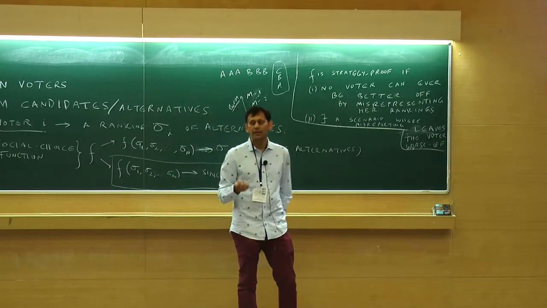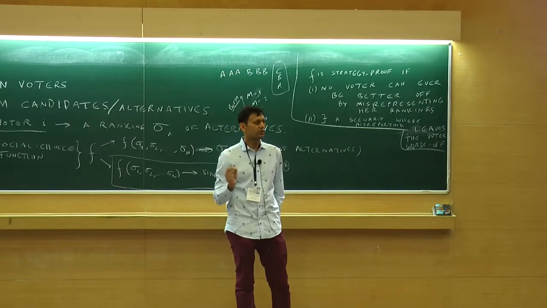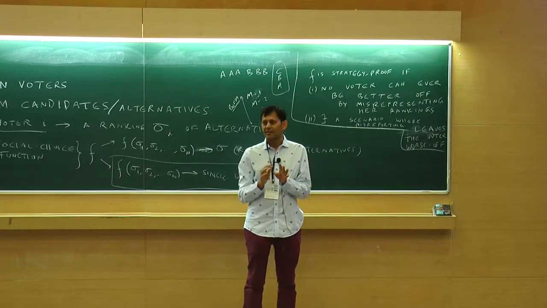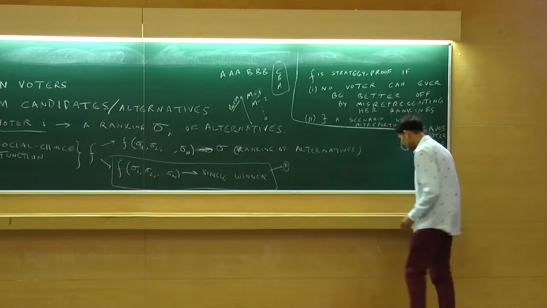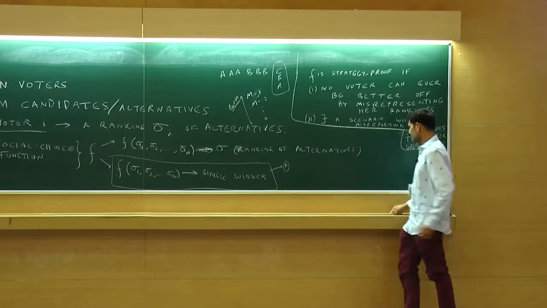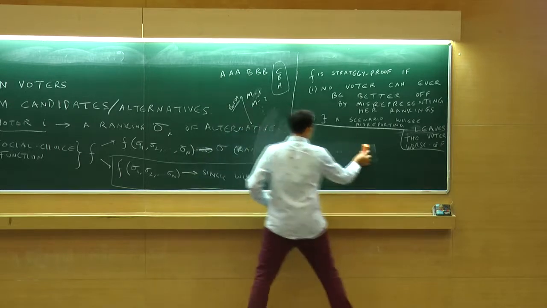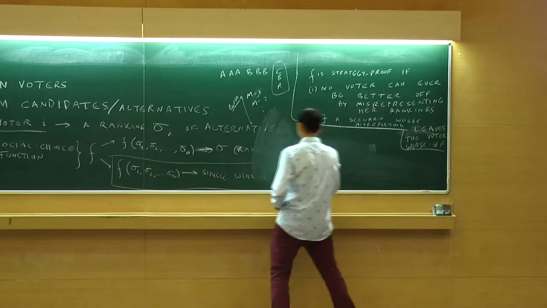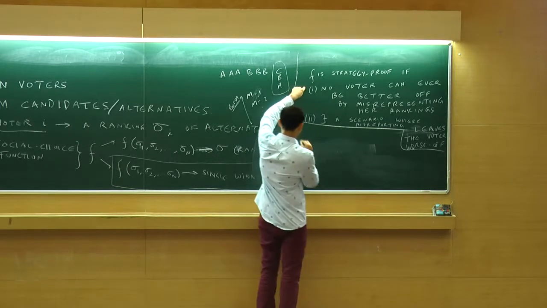Okay, let's say unanimity, which is that if everyone ranks the same candidate as number 1, that candidate should win. Does that make sense? That's the monotonicity condition we want. So you want two conditions: unanimity and strategy proofness.